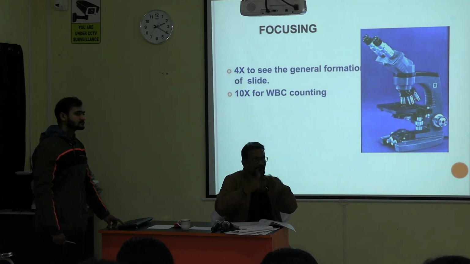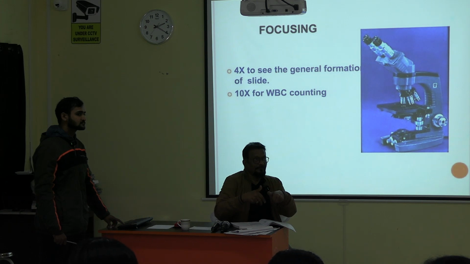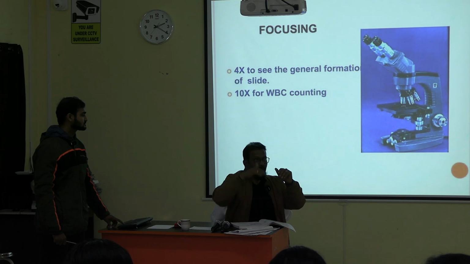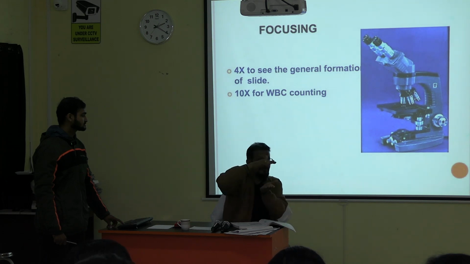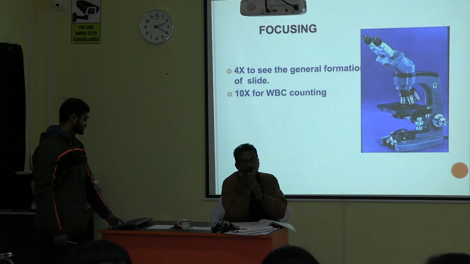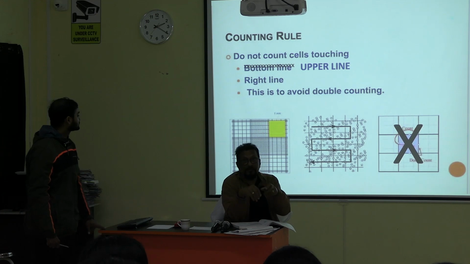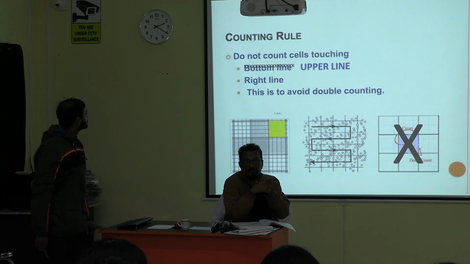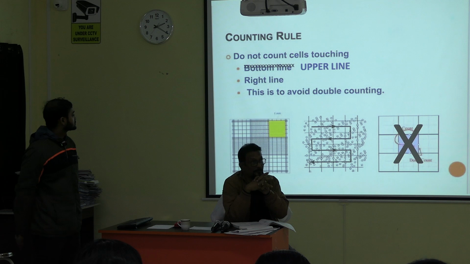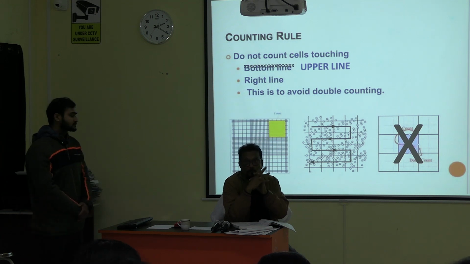The stage goes up and down, so it is adjustable. If it is lifted in excess, then it may break. The hemocytometer may become broken.